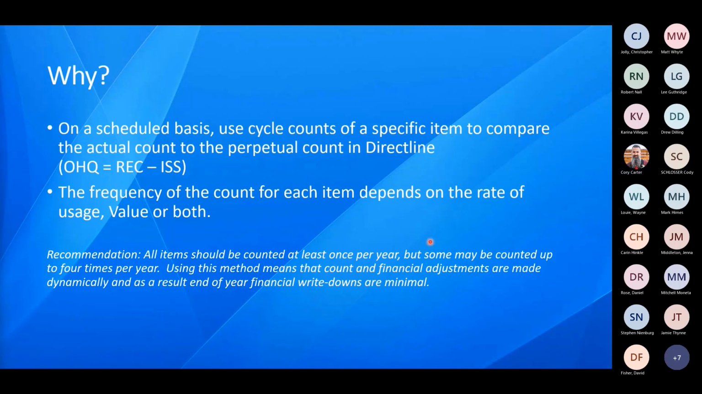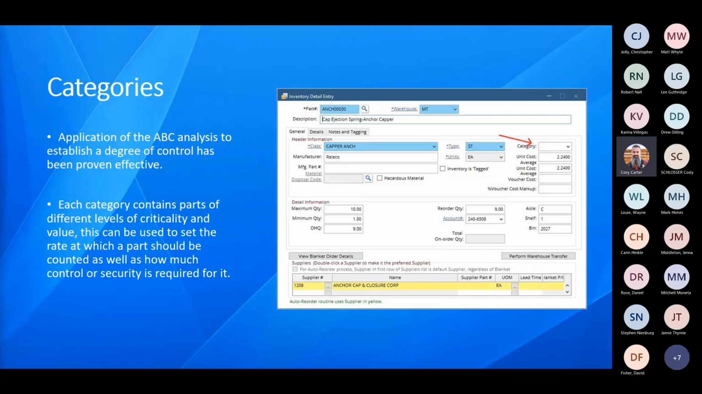The piece I want to show you here, because it's something that not a lot of people are using, is categories. We find the category field on the inventory detail entry screen in the top right hand corner. We see it's on the inventory header entry screen as well. And this is the category of the part.